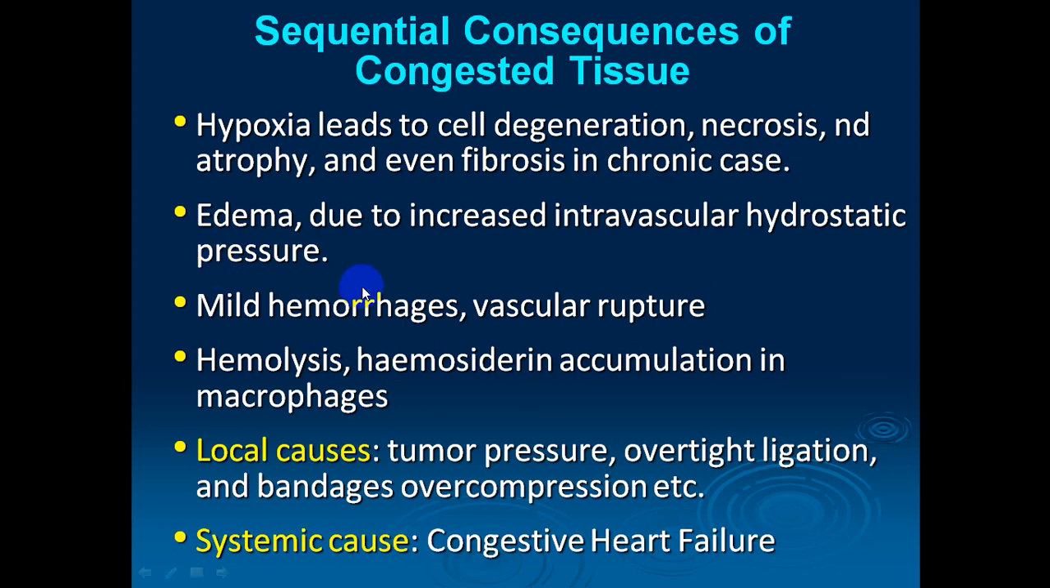And then in congested tissue, if the blood vessels are overdilated, they will break off and cause hemorrhages, or what we call vascular rupture. And then if there is hemorrhage, the red blood cells will be ingested by the local macrophages, and then the macrophages will produce hemosiderin. Okay, we will talk much about this later.